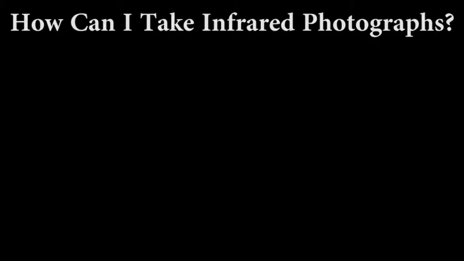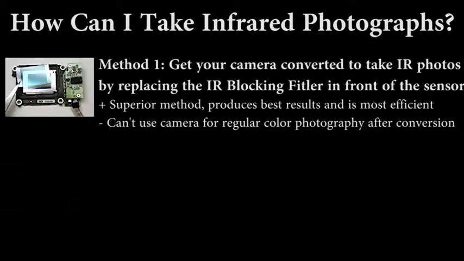So I bet now you're wondering, can I take an infrared photograph with my camera? Well, the answer is yes. There are two different methods that we can go about doing this. The first method is the best method. You can send in your camera to a place called livepixel.com, and they will do it professionally for you. What they will do is take the infrared blocking filter that's in front of your camera's sensor, take that out and then put your camera back together.